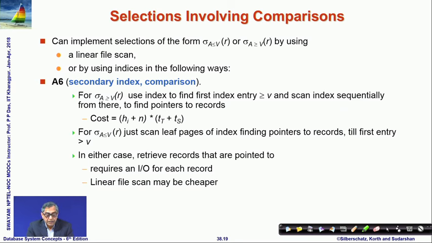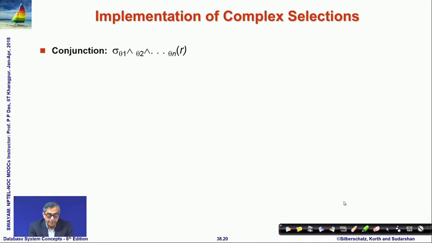In either case, retrieving records that are pointed to requires I/O for each record, because they are on a secondary index. So, they are not necessarily consecutive and residing on the same blocks. They may be all distributed across different blocks, and in such cases it may turn out that actually doing a simple linear scan is cheaper.